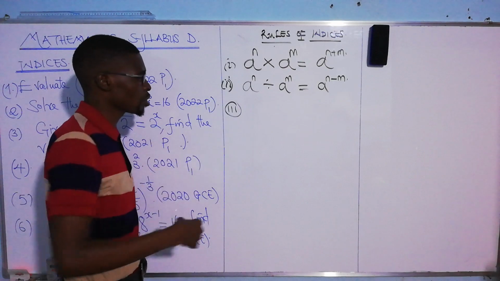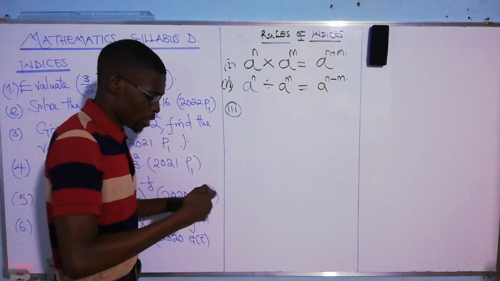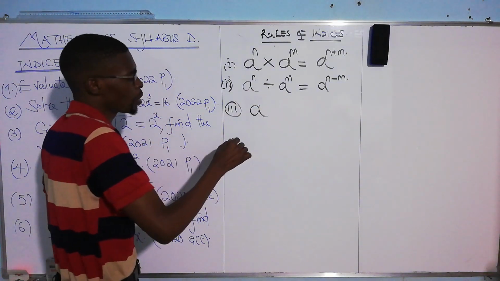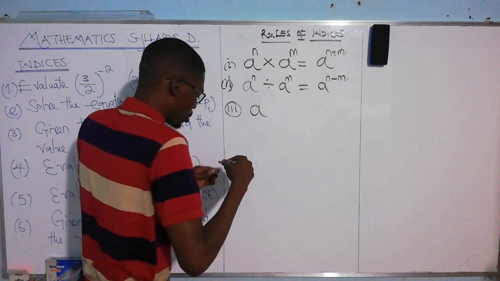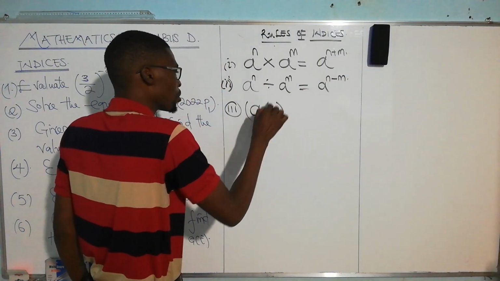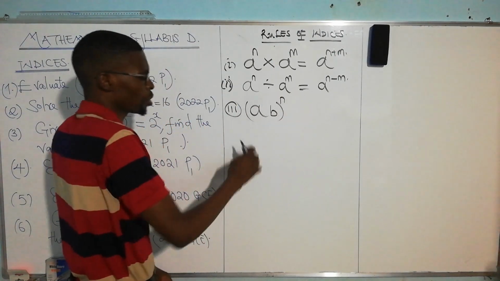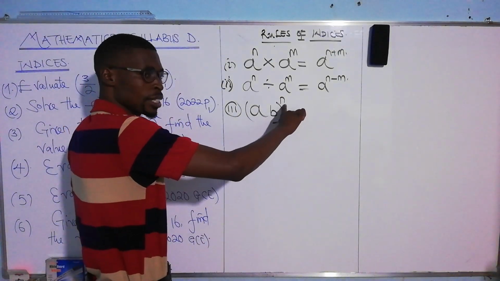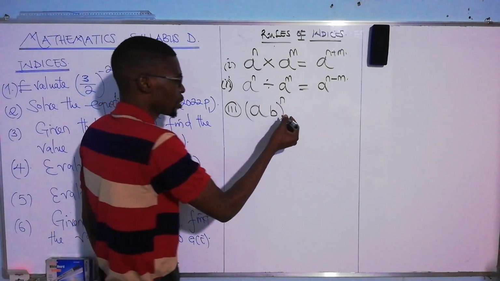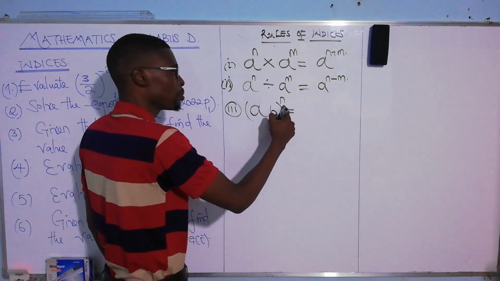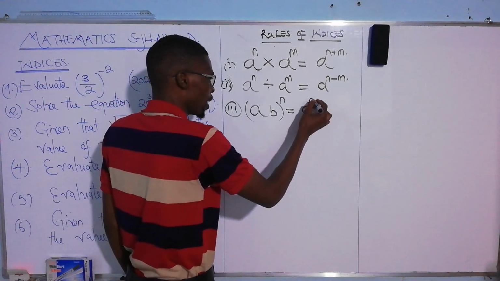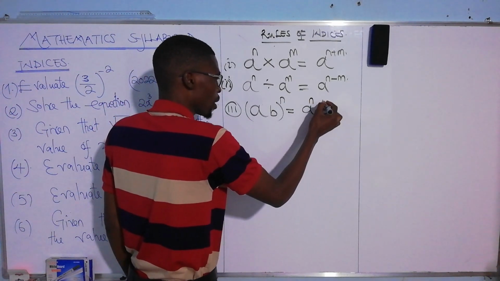Okay, the third law talks about the meaning of ab to the power n, so you have a product of two bases raised to the same power. The meaning here is that you distribute the power to these two bases. So that will be a to the power n times b to the power n.